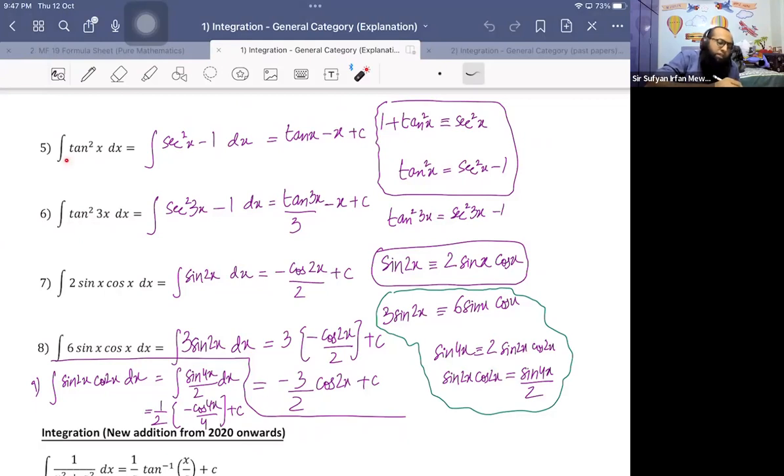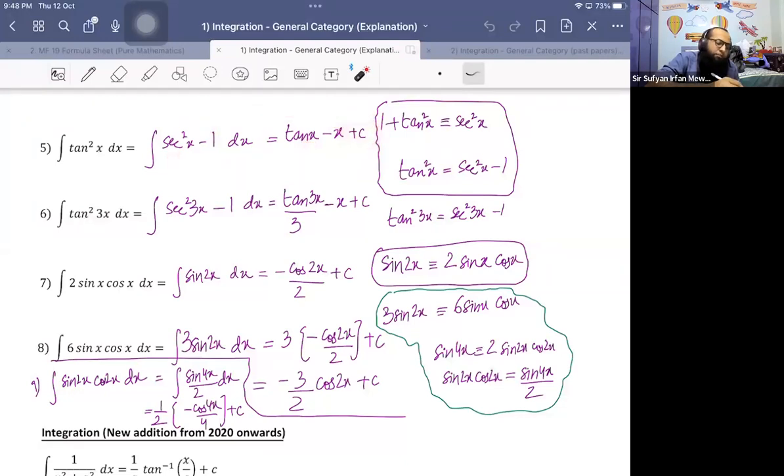So whenever we are integrating tan square, we will use the identity that links tan square and sec square. We make tan square x the subject and get sec square x minus 1. We know that the differentiation of tan x is sec square x and the integration of sec square x is tan x. When we started with the general category, I taught you that the integration of sec square x is tan x, the integration of 1 is x, and because we are dealing with an indefinite integral, we'll add plus c.